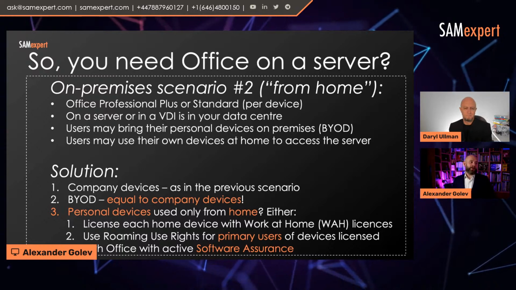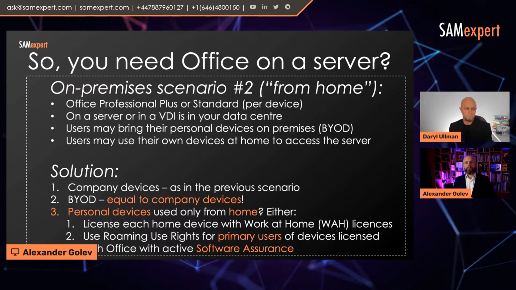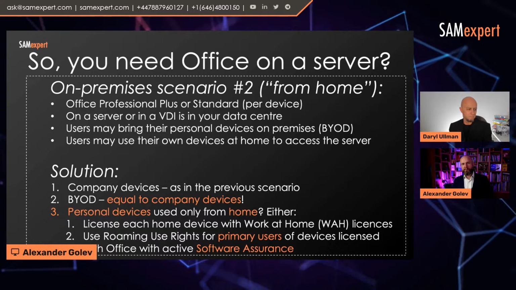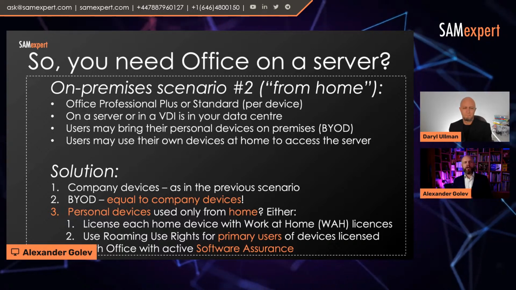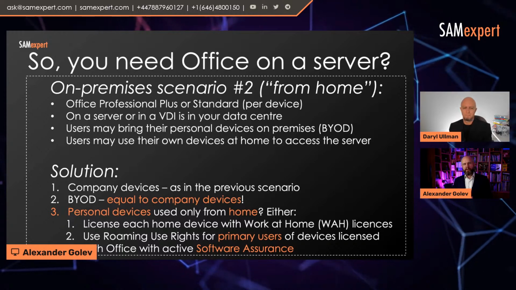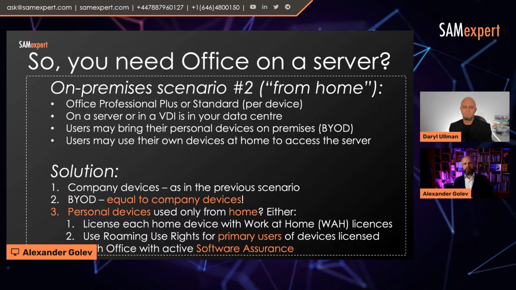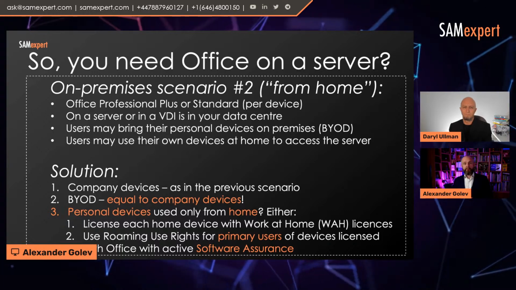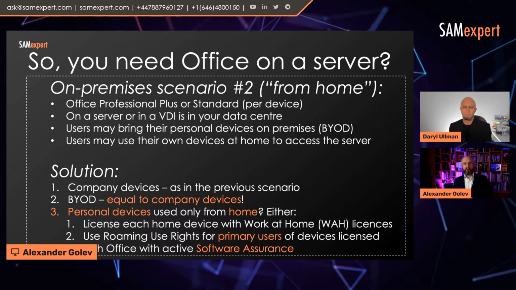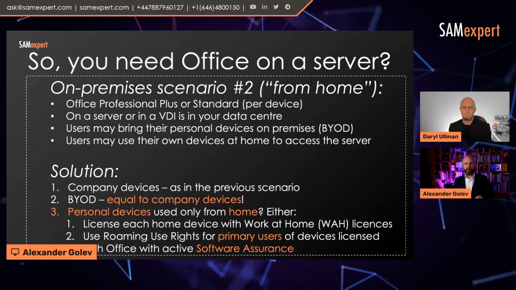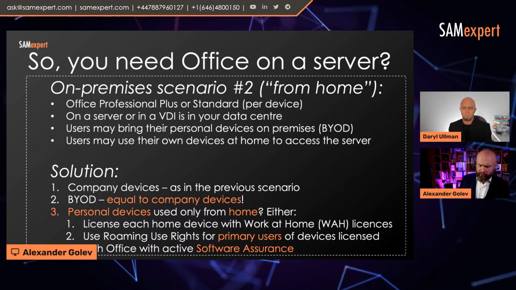Well, there's a third option. The company can actually buy a full Office license for that home device, which I didn't include on this slide because it's ridiculous. Usually the companies I work with go with the roaming use rights option. They continue maintaining Software Assurance on their Office licenses. Therefore, all the users that have company devices licensed with it can also access it from any other qualified third-party device. Don't go that deep.